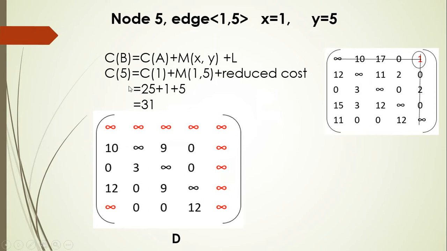Now we will calculate here the cost for the node 5. So cost of 1 is 25. The direct cost traveling from 1 to 5 is 1. The reduced cost is 5. So we got here the total cost for this journey is 31 and the matrix for this one.